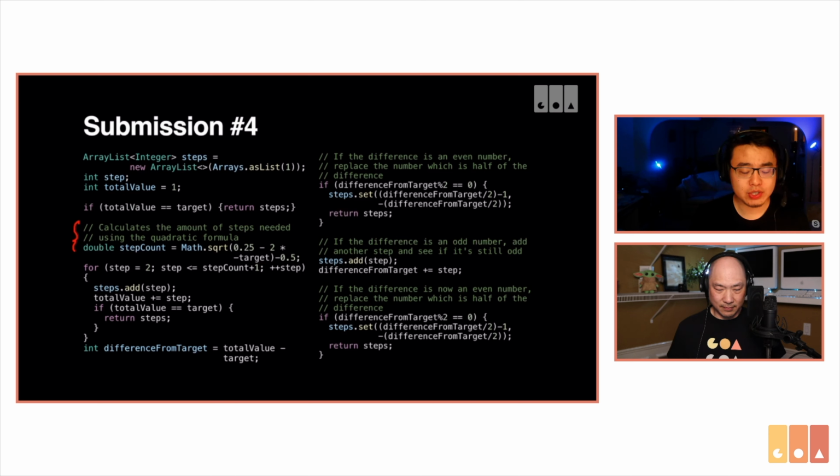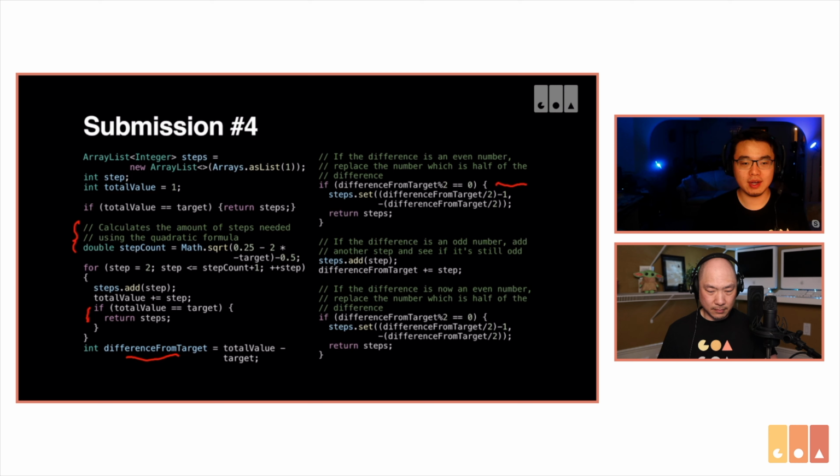So we continue on, we do the for loop, and then we continue adding to the steps. We add an extra step next, and then we check if it's the target. If we happen to hit the target, then great, we return. Assuming we don't hit the target, then we need to start adjusting the steps. So you calculate the difference from target here. We check if it's an even number. And if it's an even number, then we do difference from target divided by 2 minus 1.